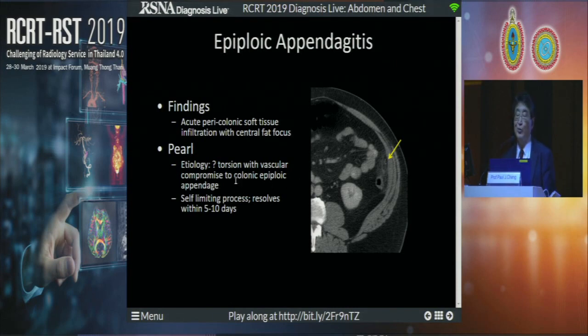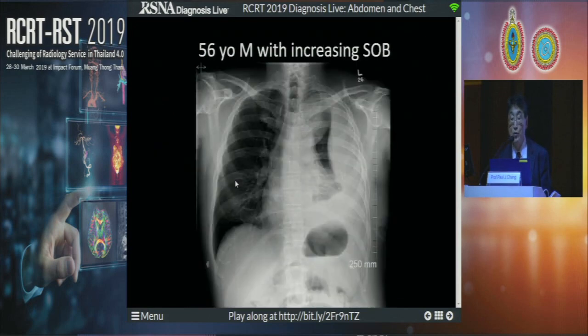And the etiology, who knows, but some people think it might be some acute infarction of it or some sort of vascular insult. The important thing is to recognize this, because the radiologist can really help out. It's a very satisfying diagnosis.